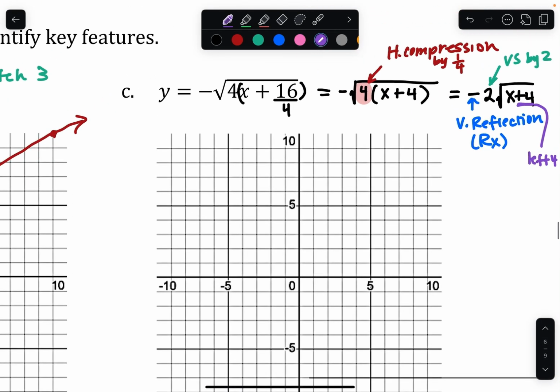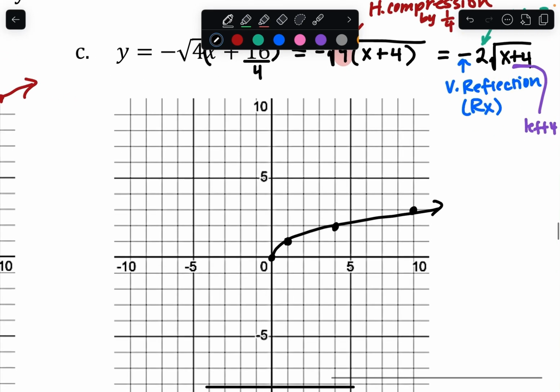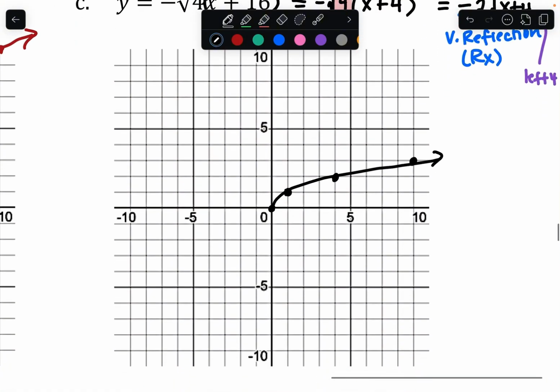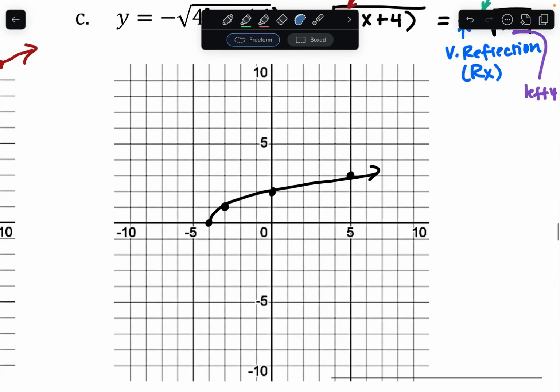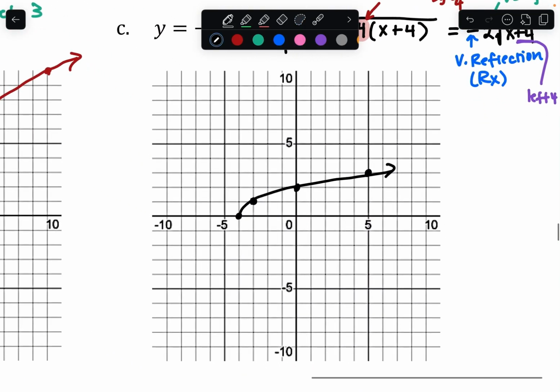Okay, and so I'm going to put the parent function 0, 0, 1, 1, 4, 2, and then 9, 3. Okay, so the first thing I'm going to do is shift the graph to the left 4 so that we can see what our new starting point is at -4, 0. And then it is also reflected across the x-axis. And so all of my y values are going to be below the axis. So instead of 3, it's at -3. So here's our reflection.